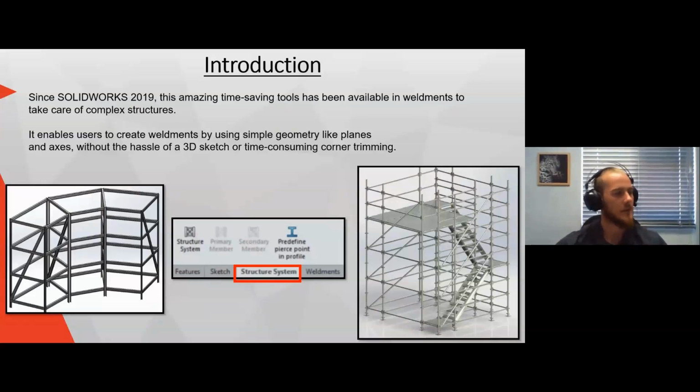As I said, the structural systems is basically a separate directory. It is not part of the Weldment tab. You will notice the Weldment tab inside of SOLIDWORKS is something completely on its own when looking at this feature. It enables users to create weldments by using very simple geometry like planes, axes, and any sketch geometry like points or even simple lines. This saves us the time instead of running through very complex 3D sketches or having to create multiple corner treatment features. This is definitely the answer for you.